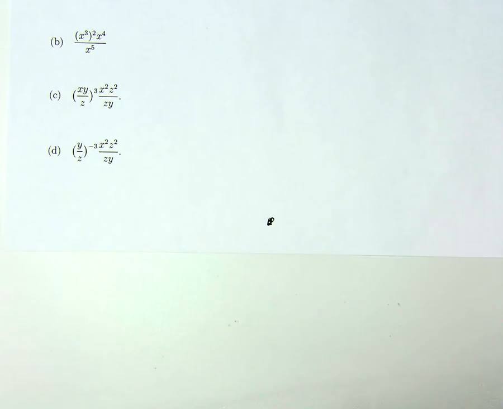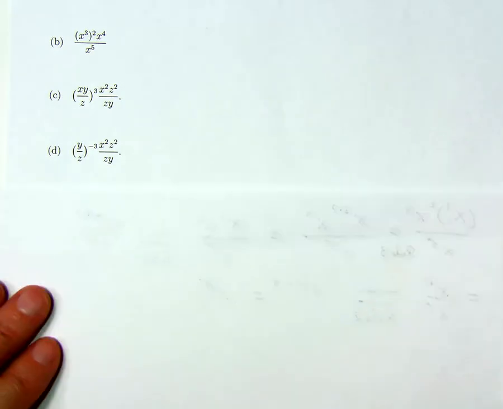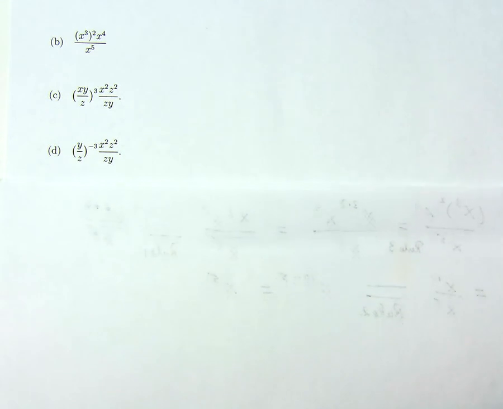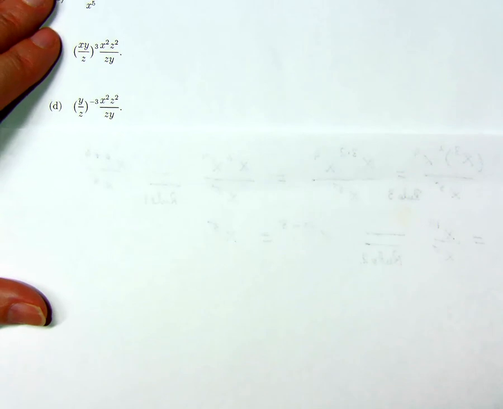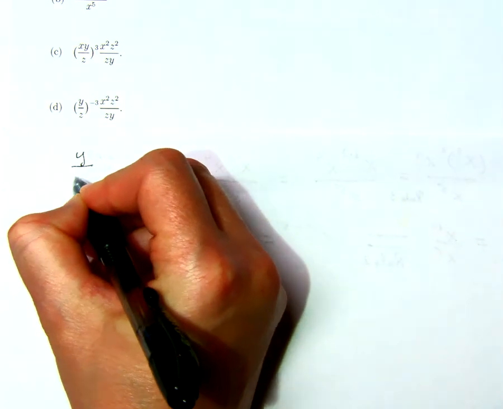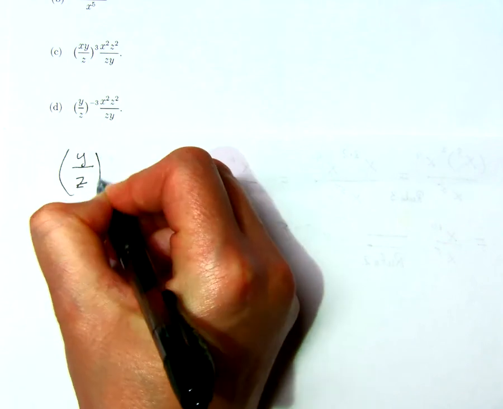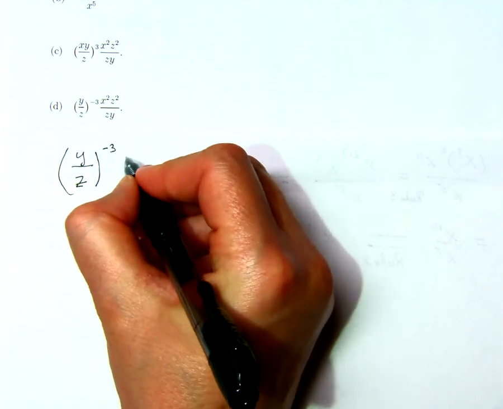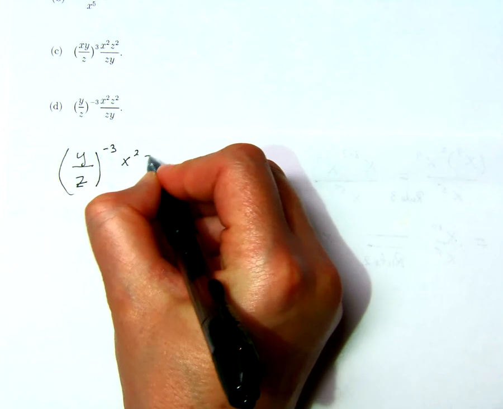Okay, and lastly, we're going to figure out this one, which again has many variables and many exponents.